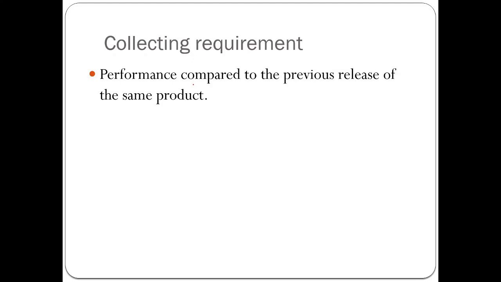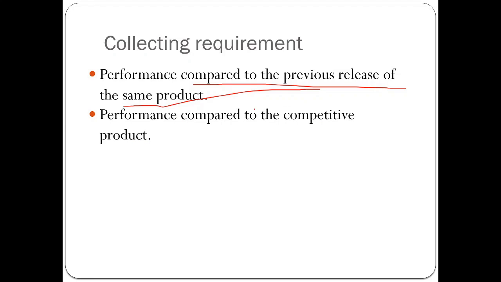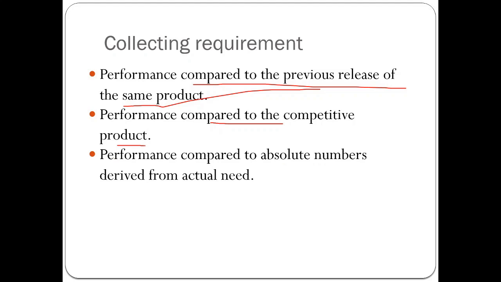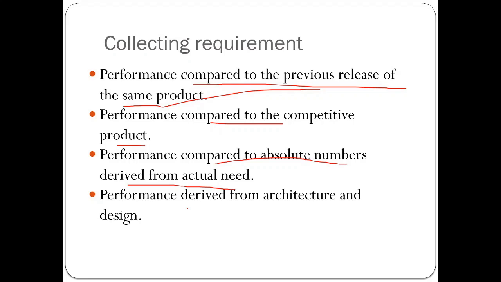Some of the requirements you're going to take by comparing to the previous release of the same product. So based on that performance, you're going to select the requirements. Next, compare to the competitive product. Next requirements you're going to select from comparing to absolute numbers derived from actual need. Next is derived from architecture and design. So from these points, you're going to collect the requirements.